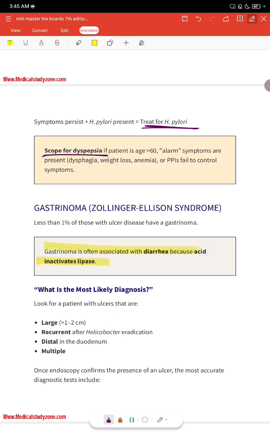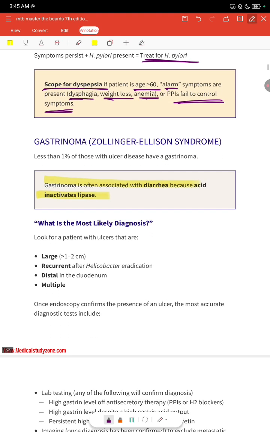Scope for dyspepsia: if the patient is age more than 60, it is alarming. So alarm symptoms are present: dysphagia, weight loss, anemia. We studied this in the very beginning. If these alarm symptoms, that is dysphagia, weight loss, anemia, are present and the patient is above 60 years of age, or PPI fails to control the symptoms, go for scope, go for endoscopy. So scope for dyspepsia only if these things are present.